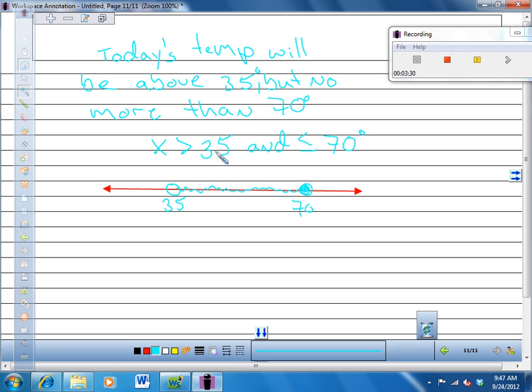Now if I want to write this as a compound inequality, you can just write it like this. x is greater than 35 and less than or equal to 70, like that. Yes? No? Maybe?